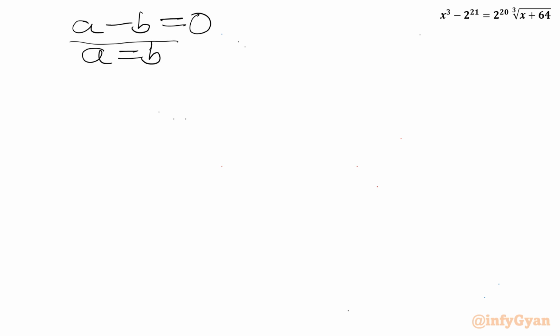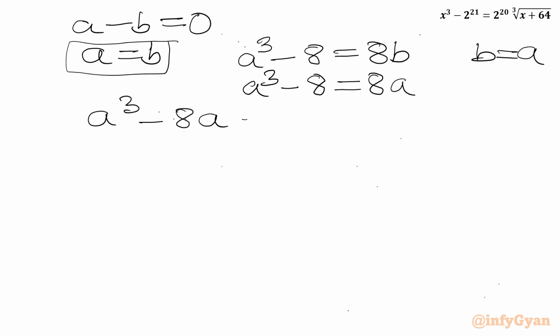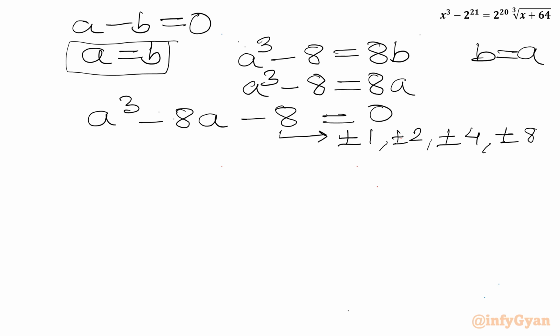A equal to b. Now I will write our equation a cube minus 8 equal to 8b. So here I will write b equal to a. So a cube minus 8 equal to 8a, or a cube minus 8a minus 8 equal to 0. Now we can use rational root theorem. If I find factors of number 8, I will write plus minus 1, plus minus 2, plus minus 4, plus minus 8. Let us plug in a equal to 1.